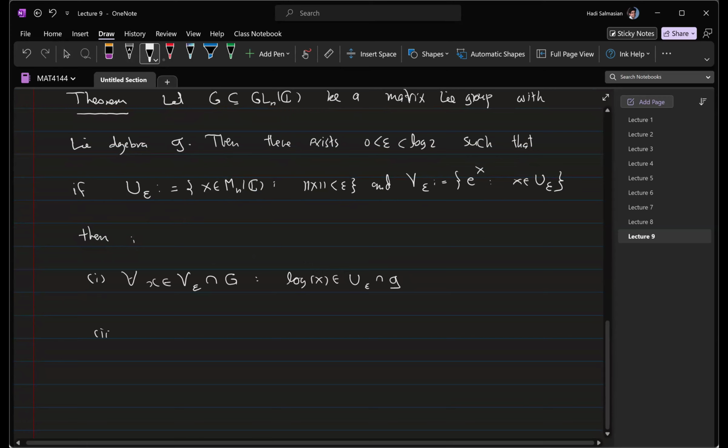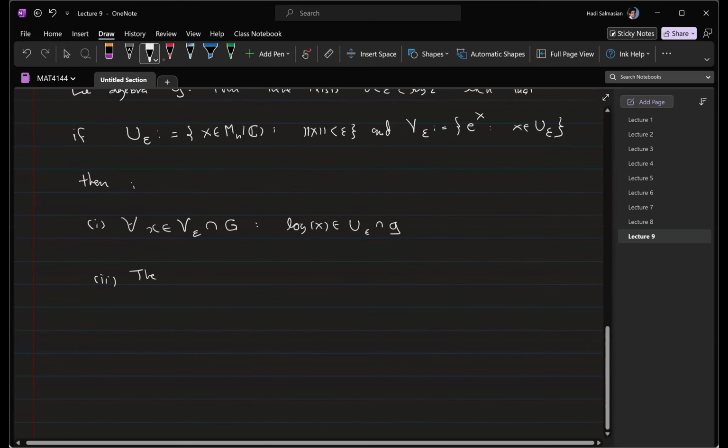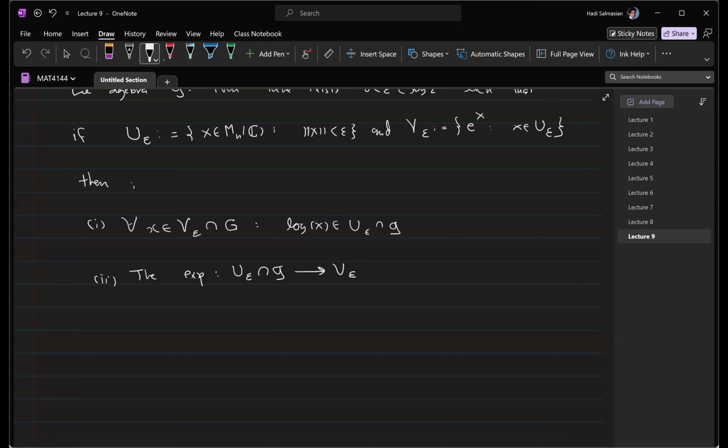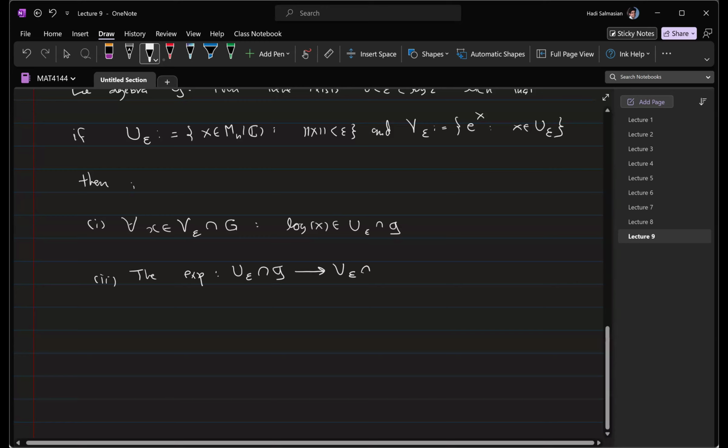And then, in fact, this correspondence is a bijection. So the exponential map that goes from U epsilon intersect g to V epsilon intersect G. Certainly, the image of this map lies in V epsilon by the definition of V epsilon, and it lies in G by the definition of the Lie algebra. But the claim is that this is a bijection.